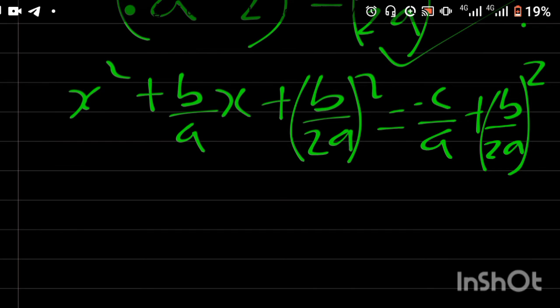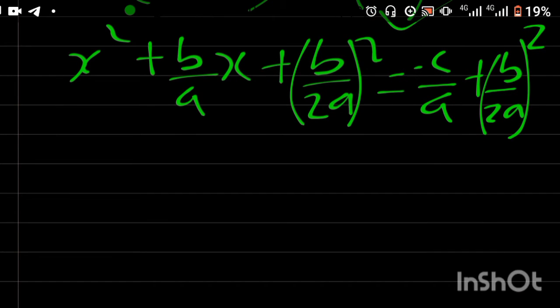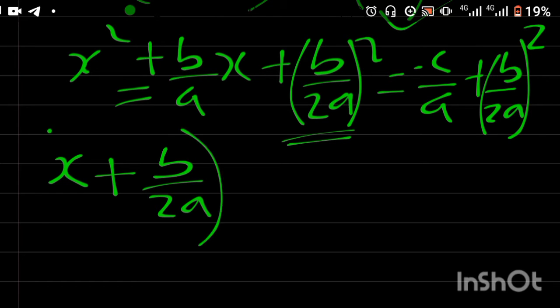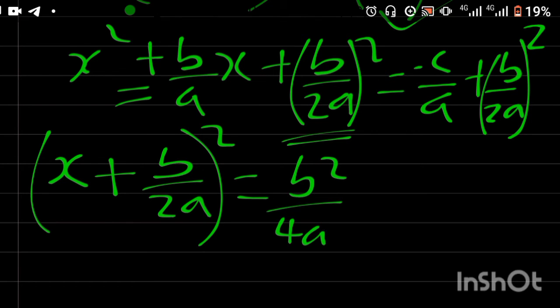The left-hand side is now a perfect square. How do we factorize a perfect square? I will just pick x. Pick the symbol that is here, which is plus. If it is minus, I'm going to pick minus. Then I will pick what is inside this square, the other thing that is squared here. So I'm going to pick b over 2a all squared. Then is equal to b squared over 4a squared, then minus c over a.